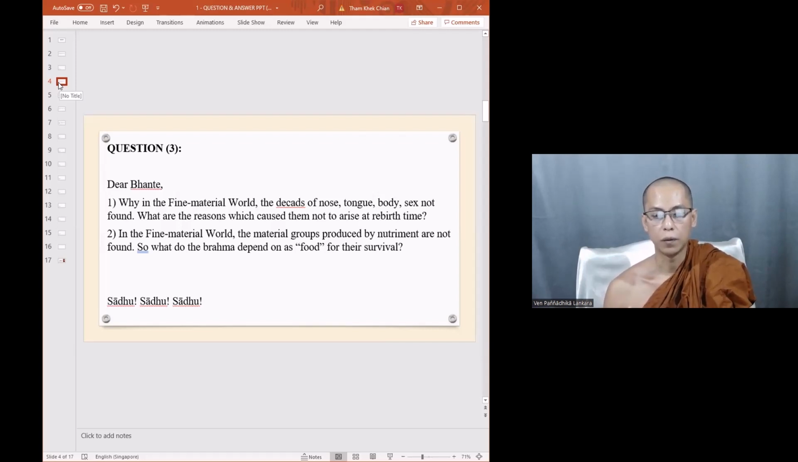So we will study the types of nutriment in the next chapter, chapter 7 of Abhidhamma. There are 4 types of nutriment. Only one type is Kabalikara Ahara. The others are Phassa, Manosanchetana, and Vijnana. So they are the nutriments of mentalities. Three types of nutriments are mentality. So they survive by the nutriment of mentality.